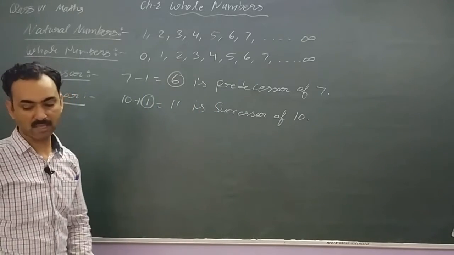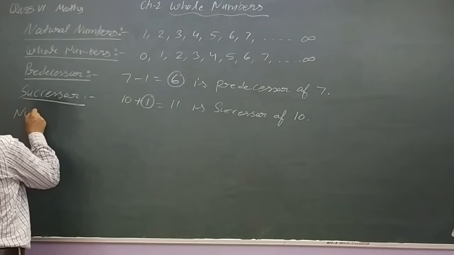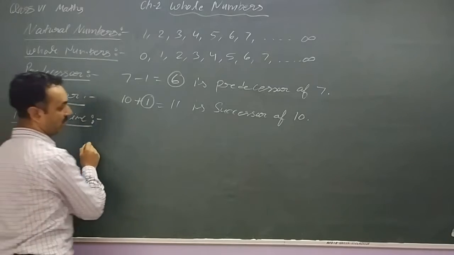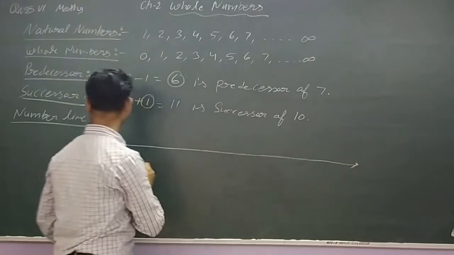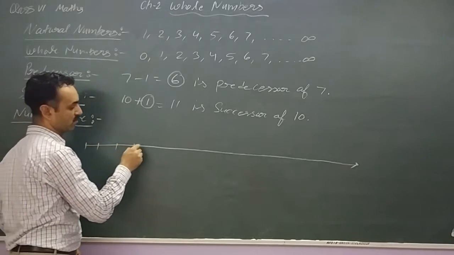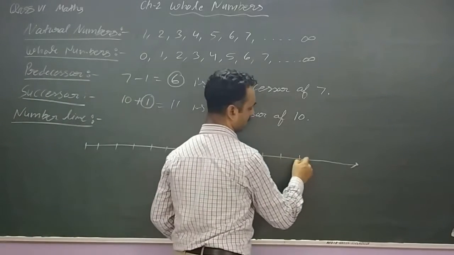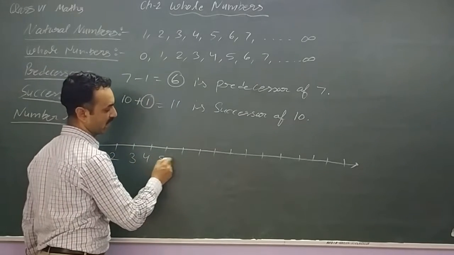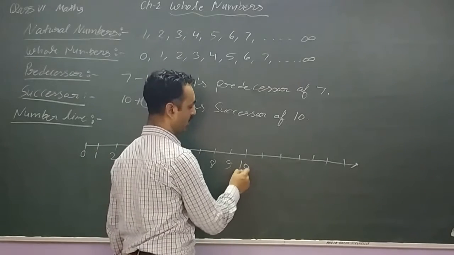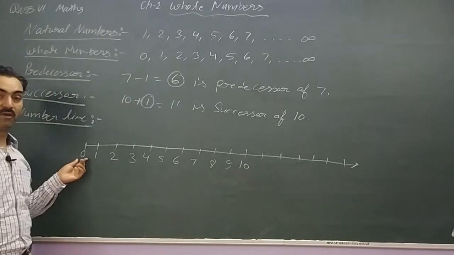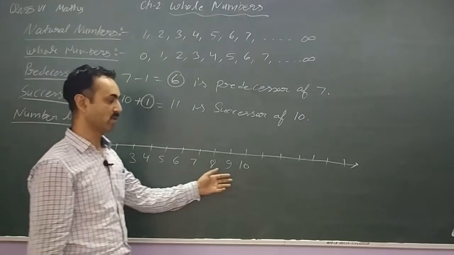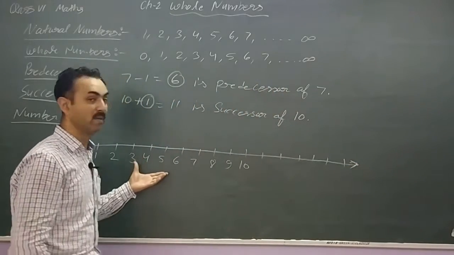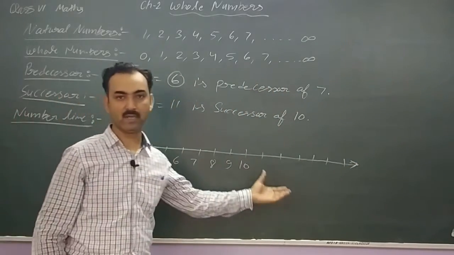Now we will learn about the number line. This is a straight line. You have to mark at equal distances, starting from 0, 1, 2, 3, 4, 5, 6, 7, 8, 9, 10. See, we start from 0: 0, 1, 2, 3, 4, 5, 6, 7, 8, 9, 10 up to infinity. You have to see an arrow sign. So this is a number line and whole numbers on the number line.